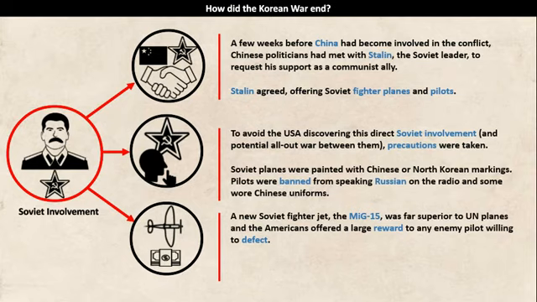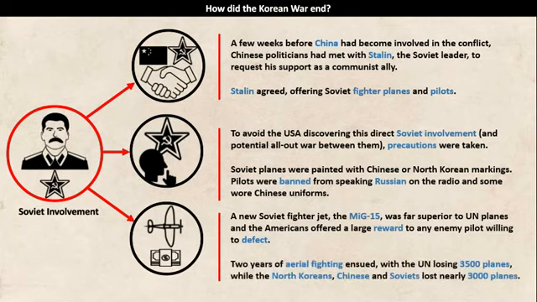There was a new Soviet fighter jet, the MiG-15, which was far superior to UN planes, and therefore the US forces offered a large reward to any North Korean, Chinese, or Russian pilot who was willing to defect and bring one of these planes to a US airbase. Several pilots did do this, in fact, and they received large cash rewards in exchange for their planes.